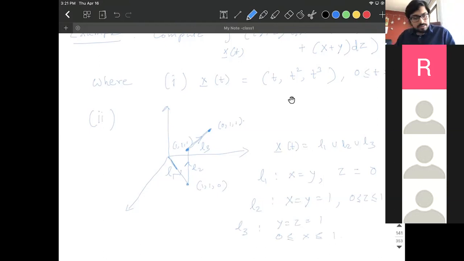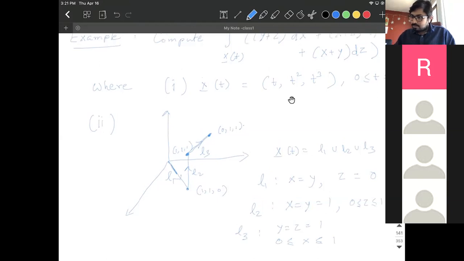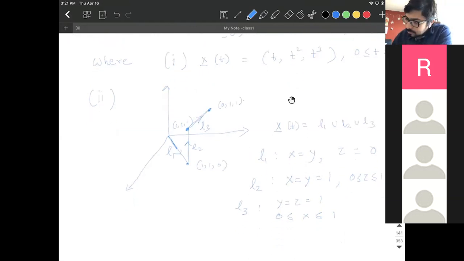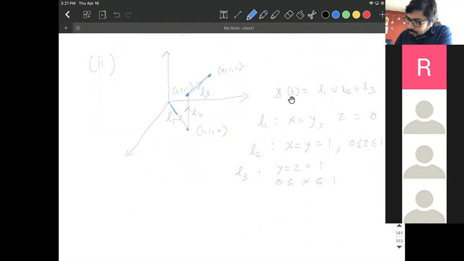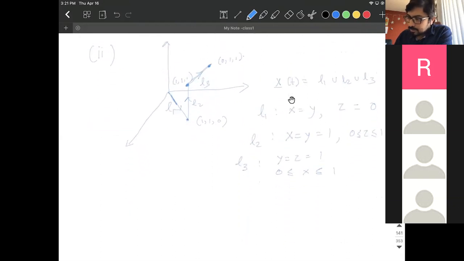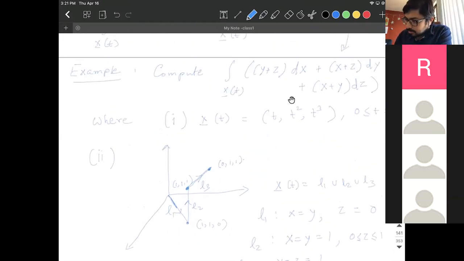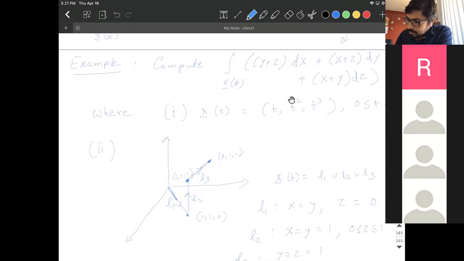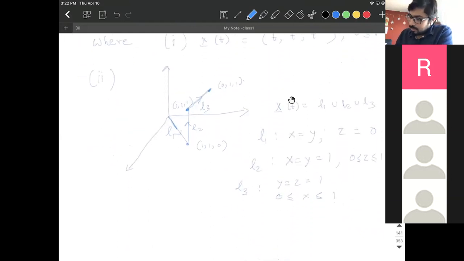Okay, so first of all, is the path clear to everybody, how it looks for number 2? I haven't given a parameterization of the path, but have drawn the picture and described how the path looks. If you want, you can parameterize on each L1, L2, and L3, but it's really not needed here. So we are going to compute the vector line integrals on these two paths, 1 and 2.